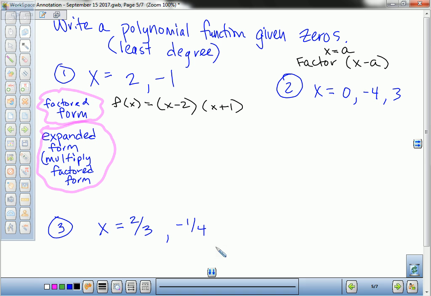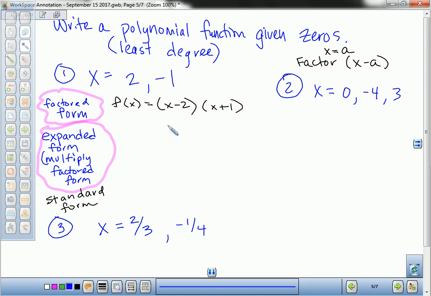Now, if the directions say expanded form, or another thing they could say is standard form, let me write that out there too. Standard form, those are where we multiply everything back. So if I ask you for expanded or standard form of the polynomial, all you do is multiply this back.